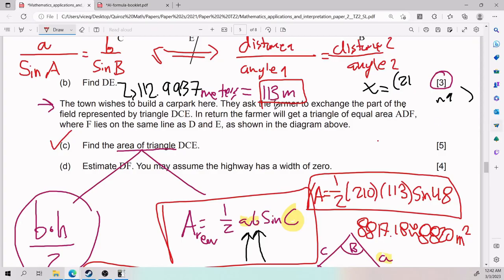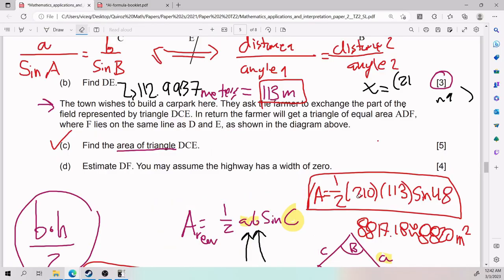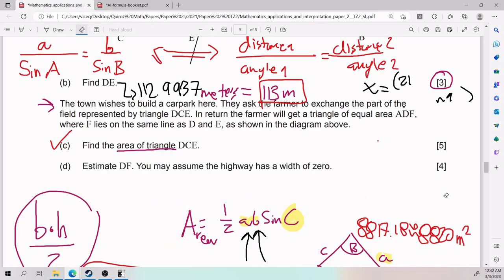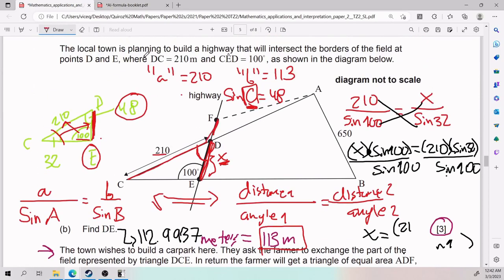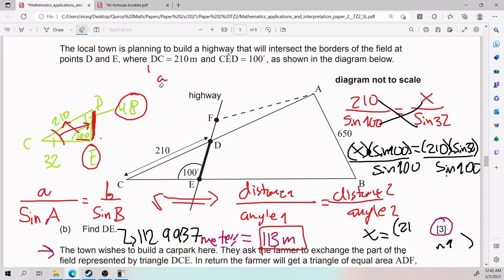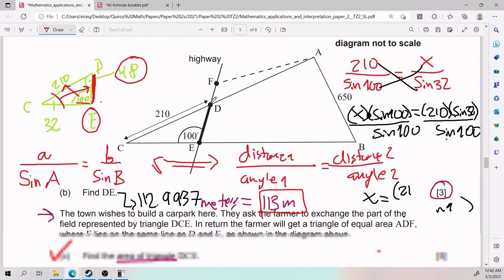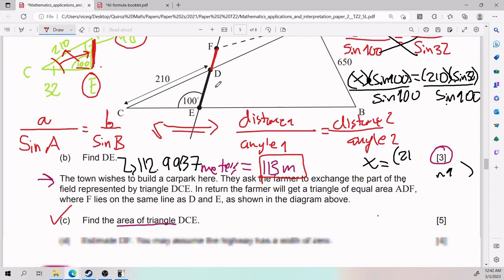All right, and last but not least, we have probably one of the most creative questions for this paper. We need to estimate DF, and I may assume that the highway has a width of 0. All right, what is going on? DF is the one that's up here. I'm going to erase some of this because there's a lot going on. We need to find this distance here that I just drew in red. More than find, we need to estimate it.